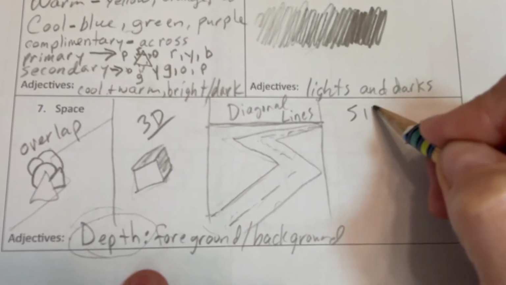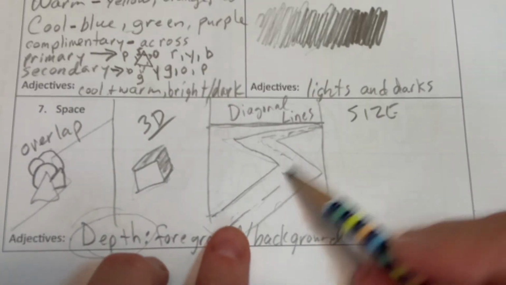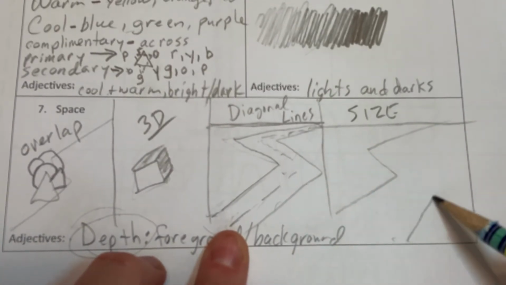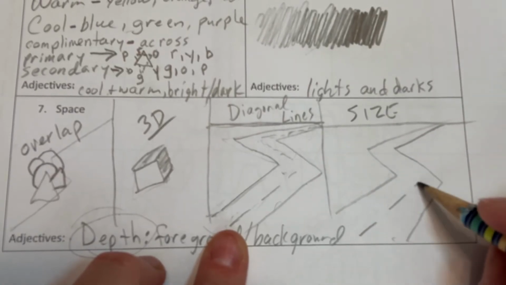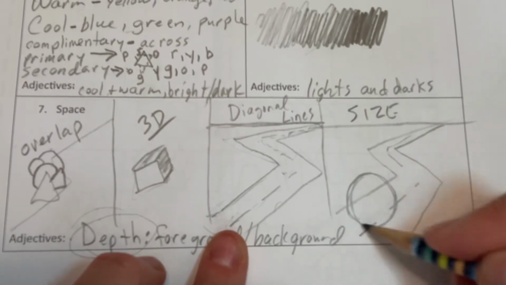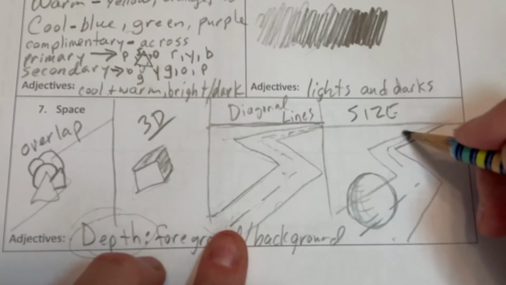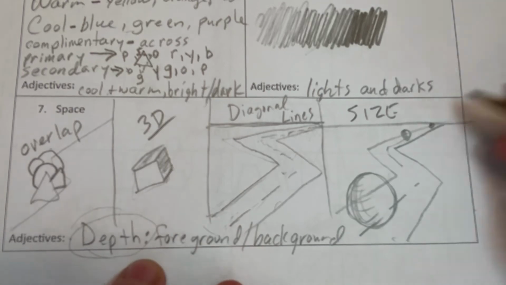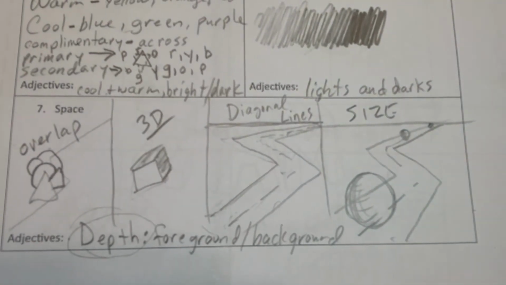So size is the next one. Bigger in the foreground. I'm going to use that same example. The road gets smaller as it goes into the background, and this sphere on the road would be that big, and over here it would be smaller. Smaller in the background, and over here it would be tiny. So size: smaller in the background. And that completes the elements of art chart.